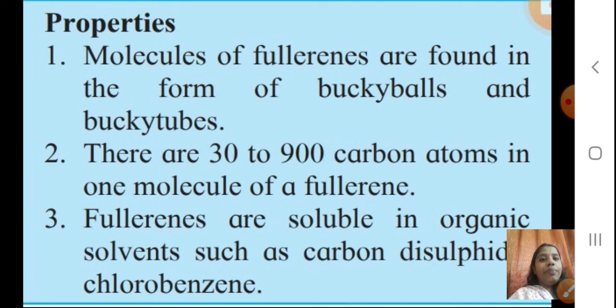The properties of fullerene. The first property: molecules of fullerenes are found in the form of buckyballs and bucky tubes, which we call carbon nanotubes. There are 30 to 900 carbon atoms in one molecule of a fullerene, attached together. Fullerenes are soluble in organic solvents such as carbon disulfide, chlorobenzene, etc. So they are dissolvable, but only in some organic solvents. Okay students, I hope it is clear till here. Should we proceed to the next part?